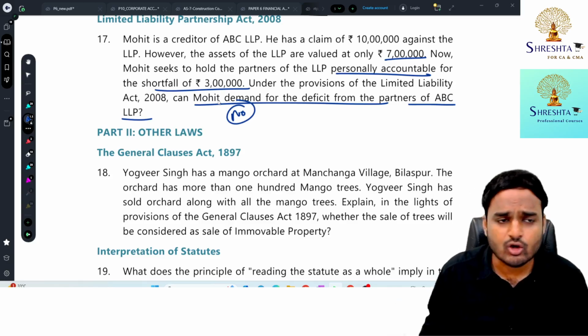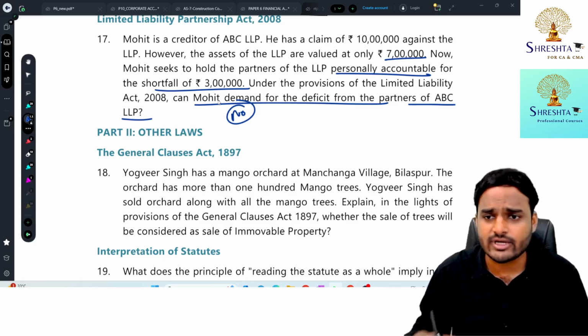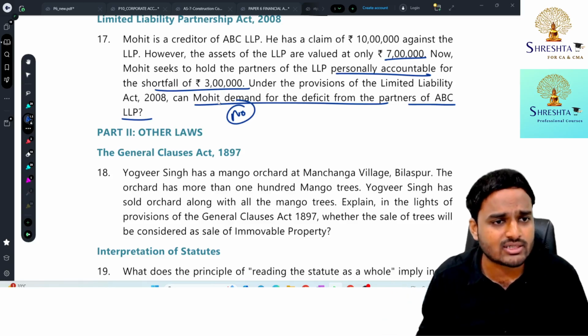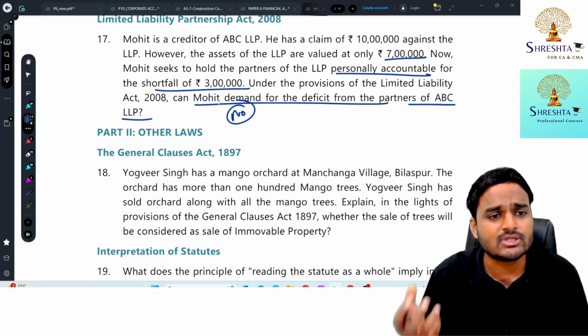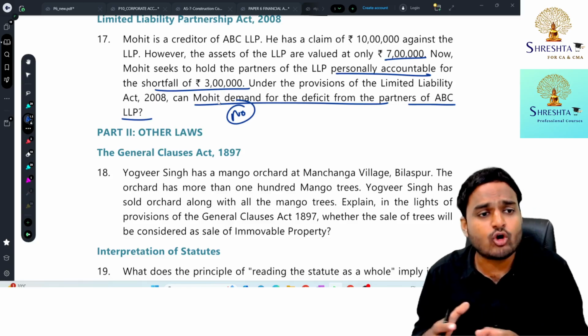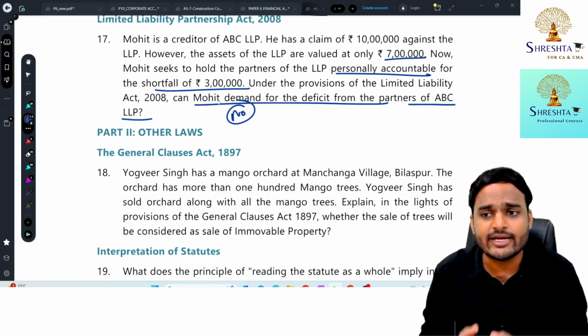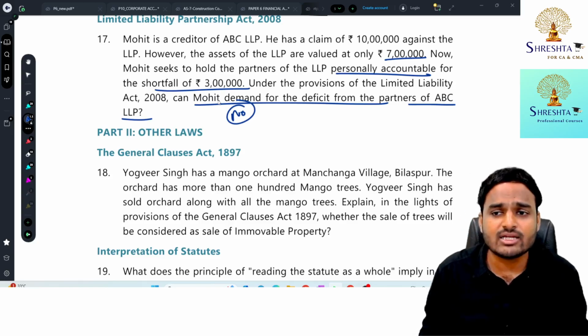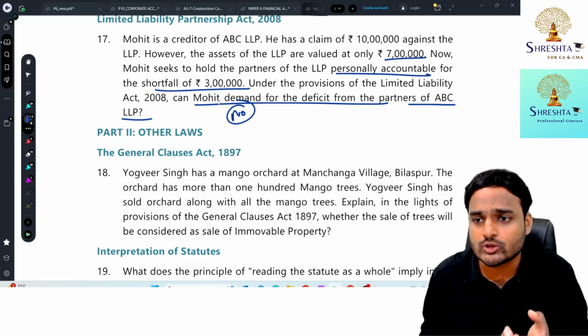Creditors to the LLP are not creditors to the partners. Therefore, creditors can't claim amounts from partners. Creditors can't claim amounts from personal assets of the partners. Of course, if any partner had not paid the contribution amount, had not paid agreed amounts to the LLP, yes, that partner is liable to pay the contribution amount to the LLP.